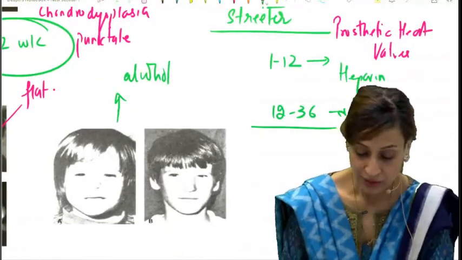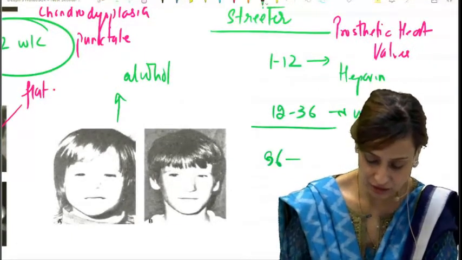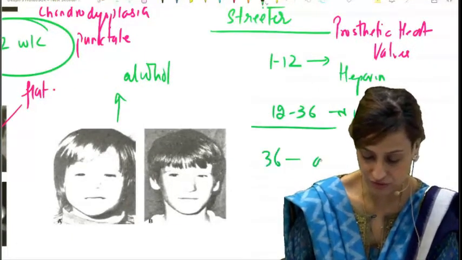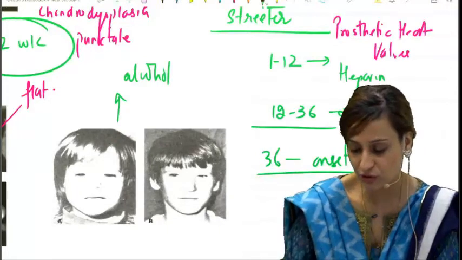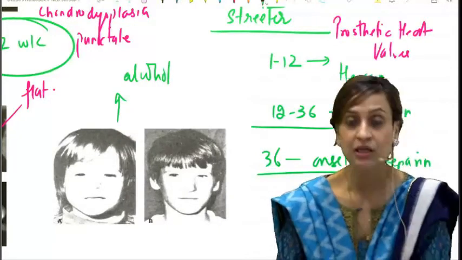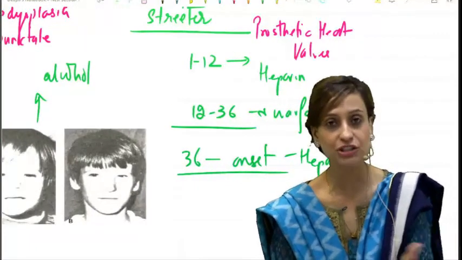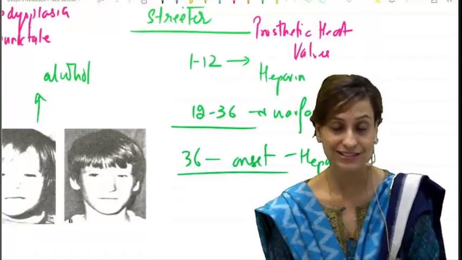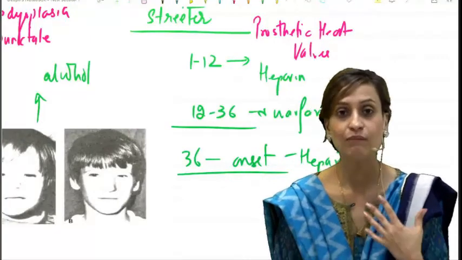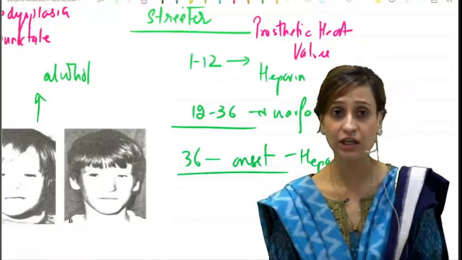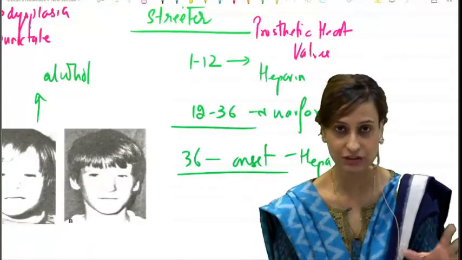But from 36 weeks to the onset of labor, we are again going to switch her over onto heparin, because close to labor, we again do not want to give warfarin, which travels through the placenta, reaches the baby, will cause more severe effects on the baby and can also cause postpartum hemorrhage. So that's how you give warfarin.